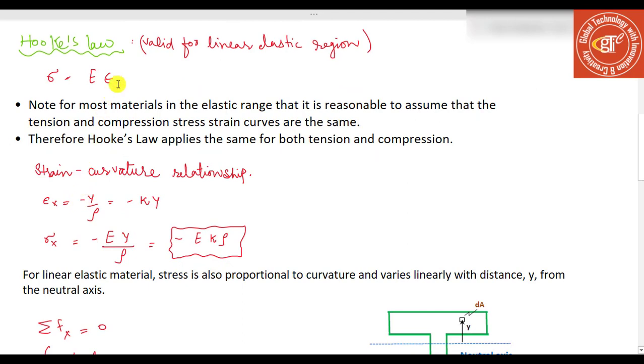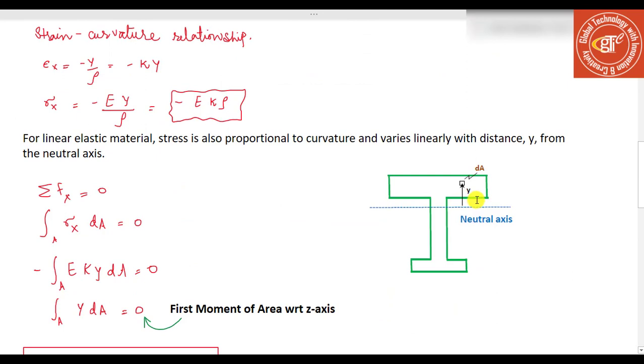Substituting this epsilon into this equation and rearranging the terms, you finally come up with sigma x equal to minus E times kappa times y. So for linear elastic materials, stress is proportional to curvature and varies linearly with distance y from the neutral axis. In order to make practical use of this equation, we must locate the origin of coordinates so that we can determine the distance y. In other words, we must locate the neutral axis of the cross section.